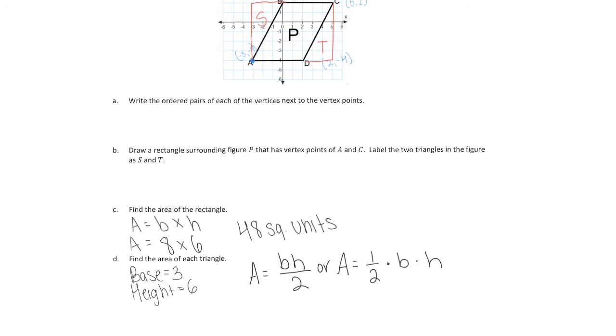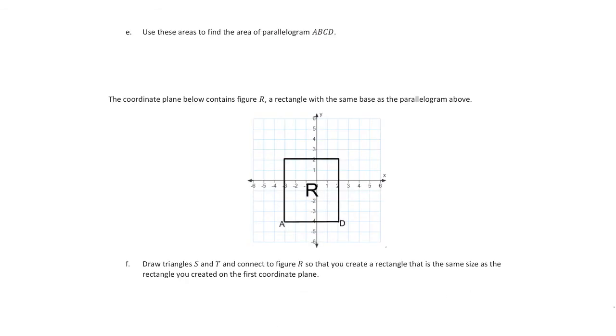So here I know that my base is going to be 3. I'm going to substitute 3 in for B, 6 in for H, and I'm dividing it by 2. So 3 times 6 is going to give me 18, divided by 2 is going to give me 9. So I'm going to have 9 square units for my triangles. All right, let's flip to the next page and we're going to look at E.